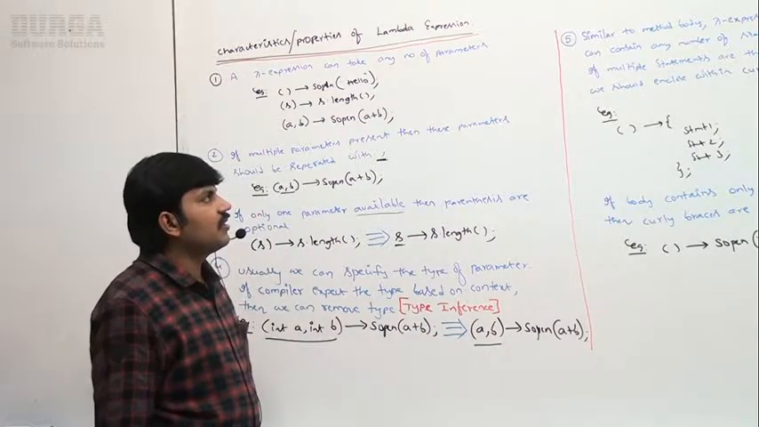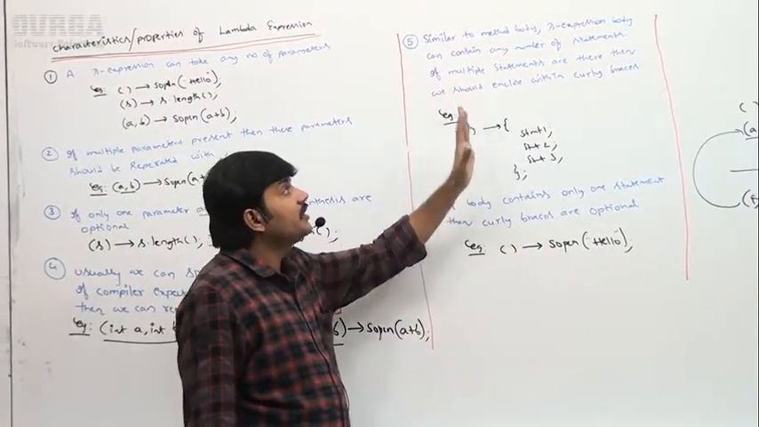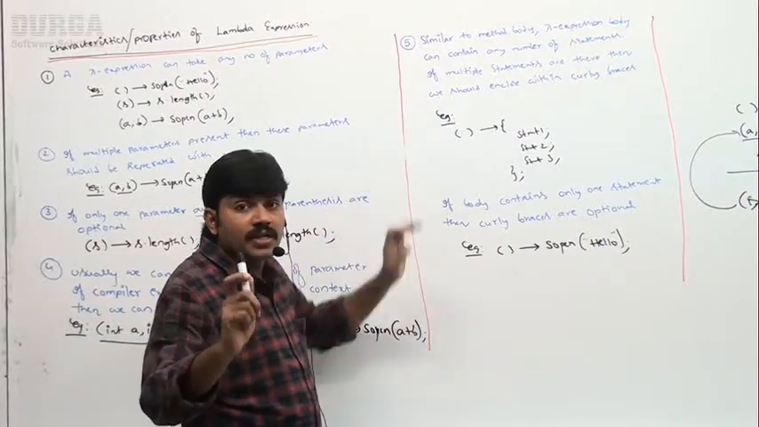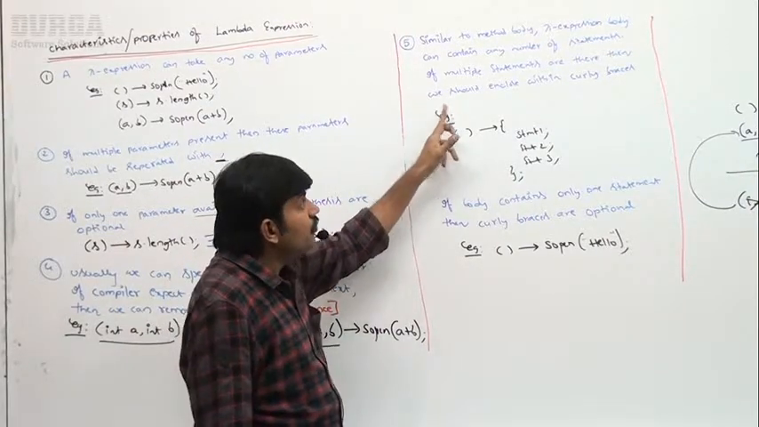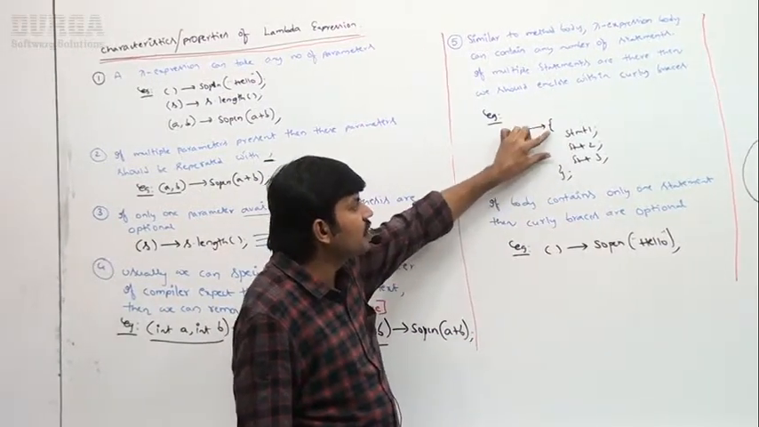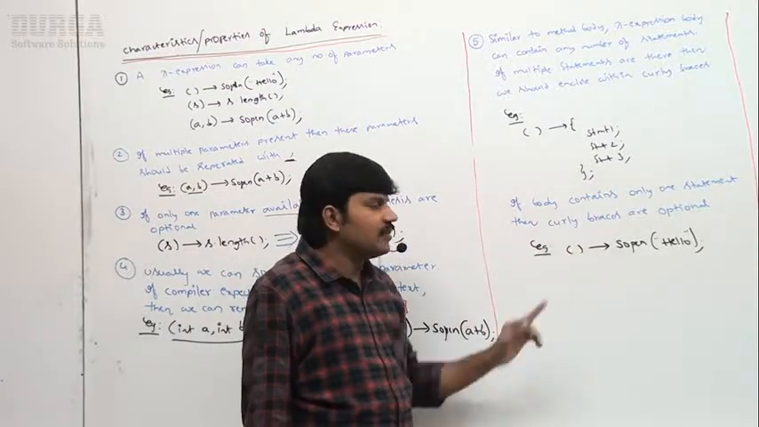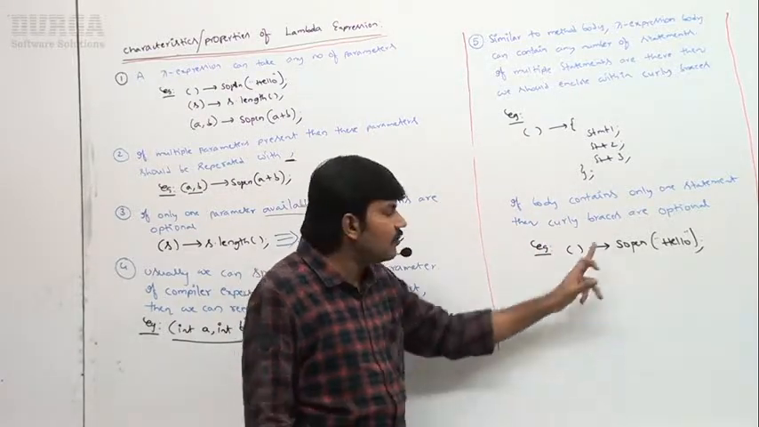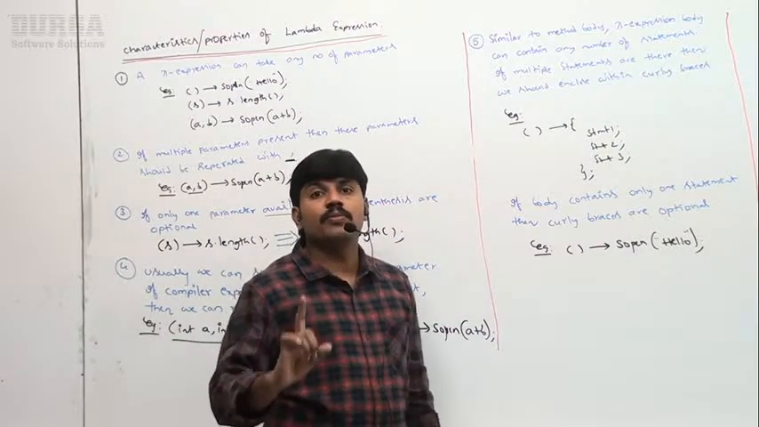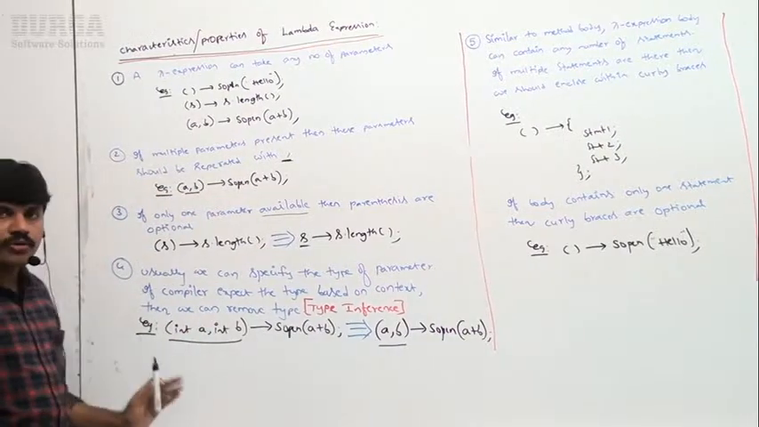Okay. Next, similar to a method body, a lambda expression body can contain any number of statements. Are you able to understand? Any number of statements it can take. If multiple statements are there, then we should enclose them within curly braces. Have you observed, right? Statements 1, 2, 3 within the curly braces we require to place. Next, if a body contains only one statement, then curly braces are optional. I'm not taking any curly braces. Have you observed, right? Just simply SOP of hello. That's what you should be aware of clearly, right? These are various properties related to lambda expression.